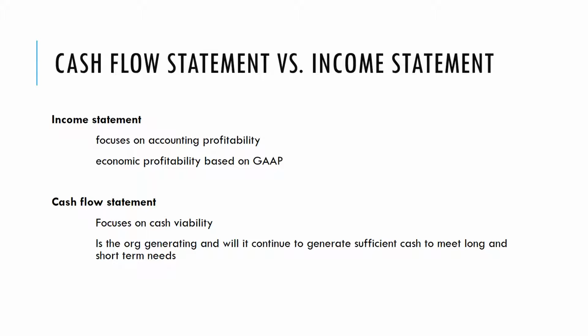Like I said earlier, with the income statement, oftentimes you can mark revenue even though you haven't actually received it, because you have the expectation of receiving it within a certain time, and you have a legal claim to that revenue based on the activities that occurred in that reporting period. Cash flow statements, on the other hand, focus on cash viability. It asks, is the organization generating, and will it continue to generate, sufficient cash to meet long and short-term needs? These are different questions.